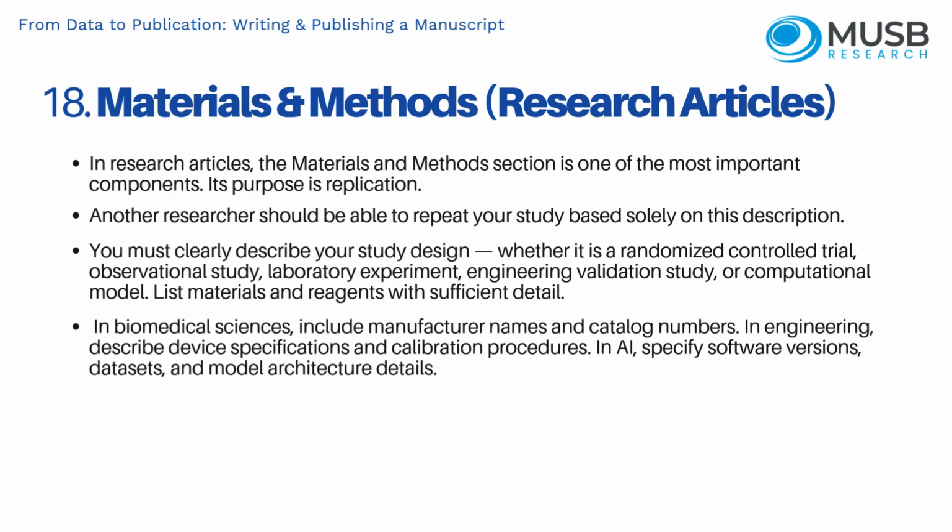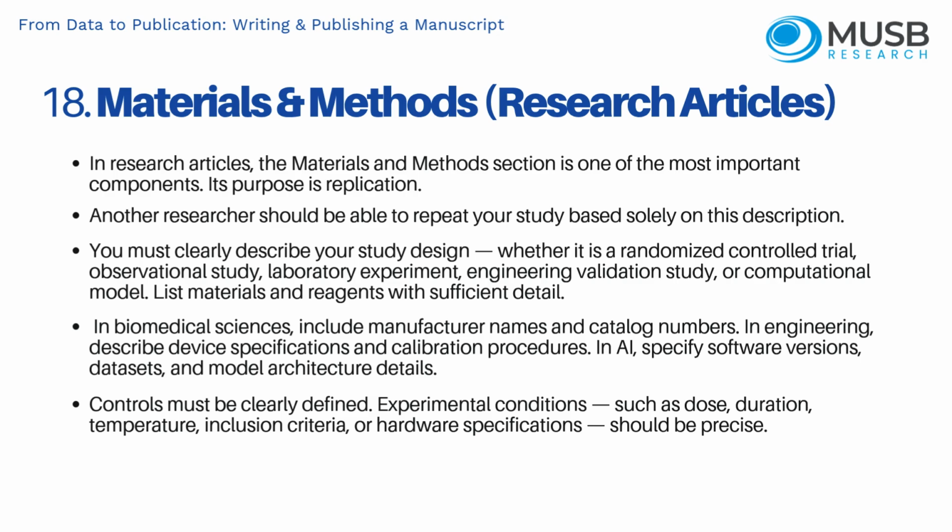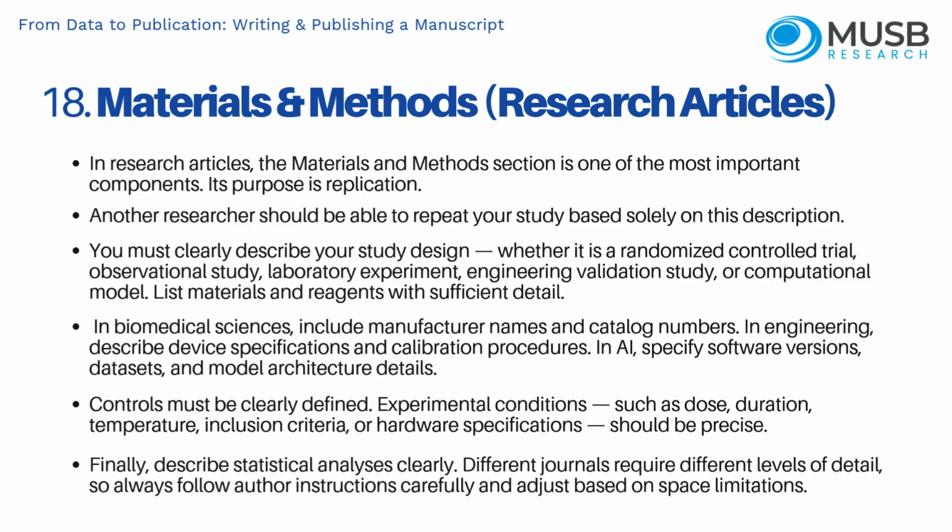In biomedical sciences, include manufacturer names and catalog numbers. In engineering, describe device specifications and calibration procedures. In AI, specify software versions, datasets, and model architecture details. Controls must be clearly defined. Experimental conditions, such as dose, duration, temperature, inclusion criteria, or hardware specifications, should be precise. Finally, describe statistical analyses clearly. Different journals require different levels of detail, so always follow author instructions carefully and adjust based on space limitations.